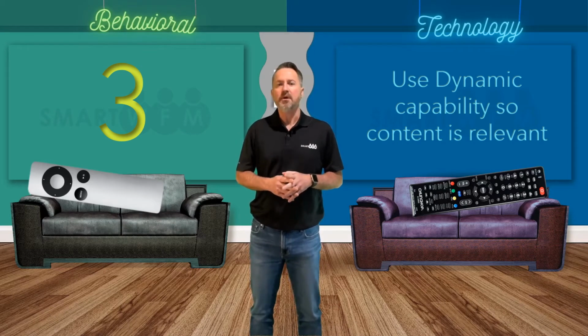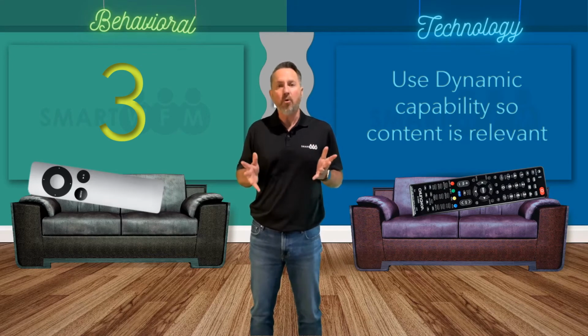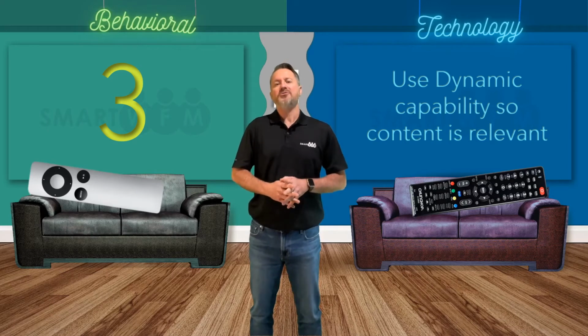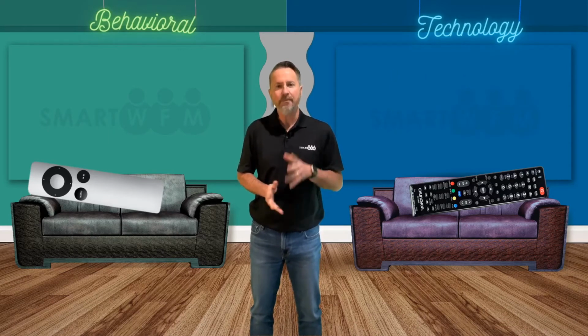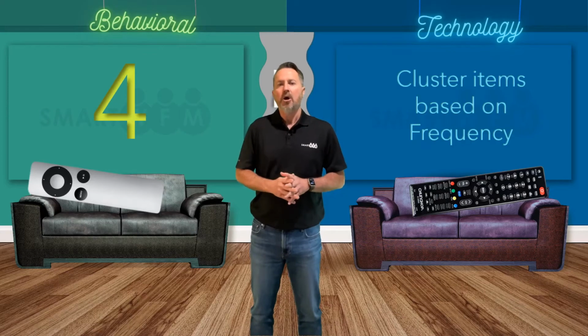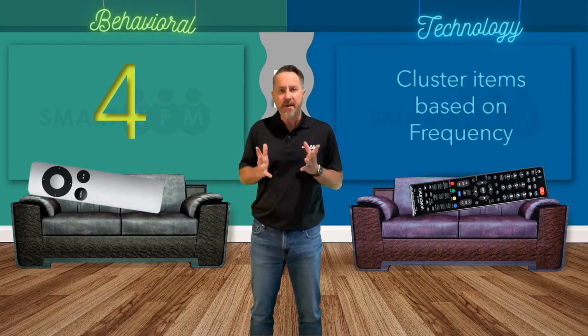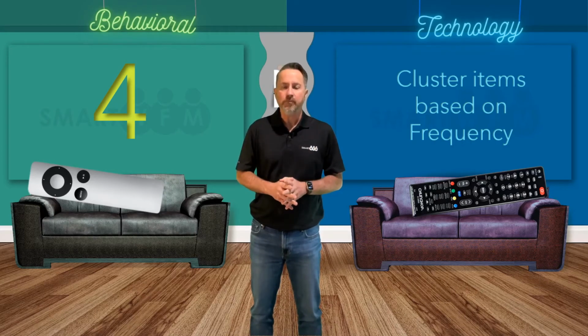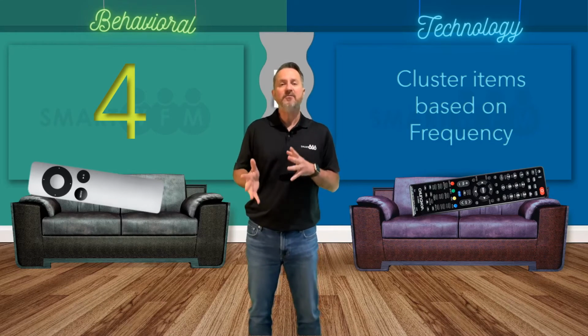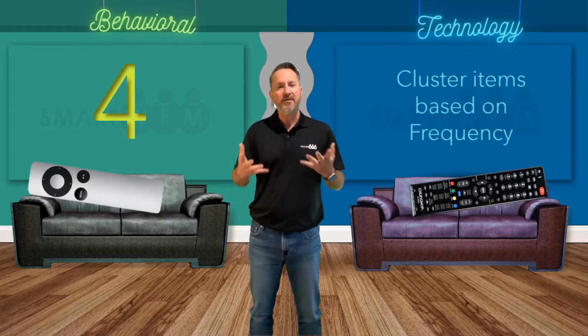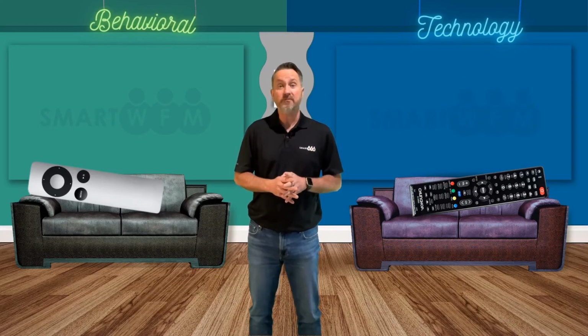Number 3, use dynamic capability when it's available. In other words, the user only wants to see content relevant to them or their role or the task at hand. Nobody wants to look through a drop-down list of 50 items when only 3 are applicable. Number 4, frequency. Look at which items, such as menus, are most often used. Move them to a primary screen location and shift the less frequented menus to an other option. This helps declutter and keeps users focused.